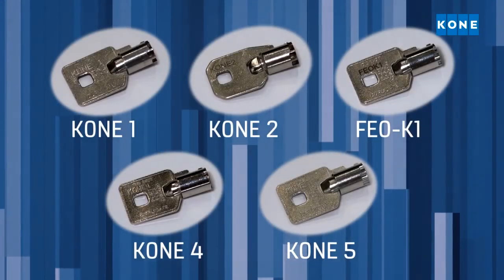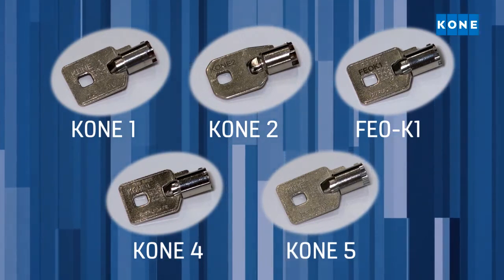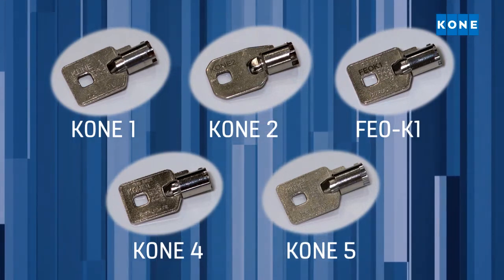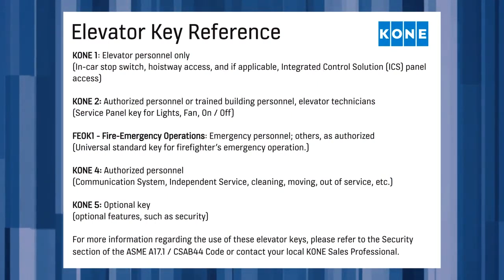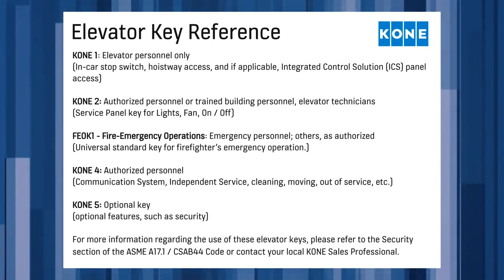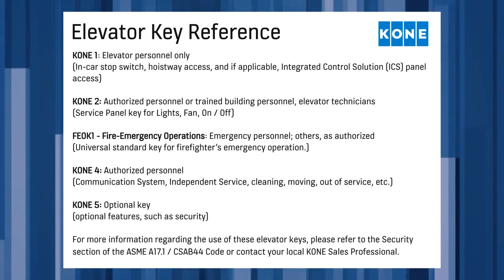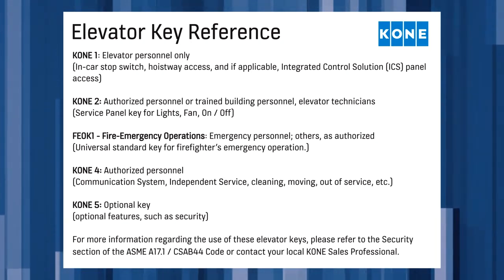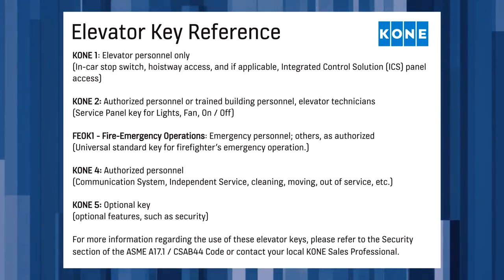Your elevator comes with several barrel keys depending on the features of your elevator. Generally speaking, there are 5 keys that are used for different purposes. This video will detail these 5 keys. Please take a few moments to understand the general use of each elevator key. A printed copy of this information may be available in the key pouch of your KONE conversion binder. For more information regarding the use of these elevator keys, please refer to the Security section of the ASME A17.1 CSA B44 code, or contact your local KONE sales professional.